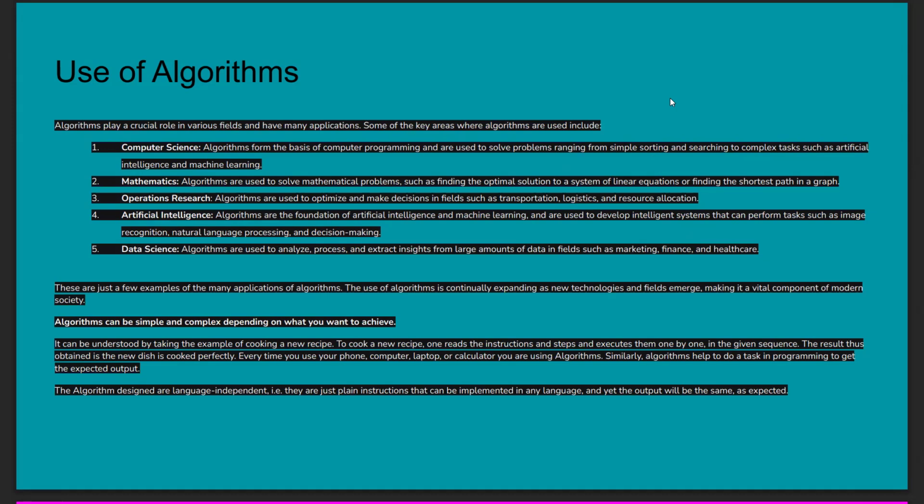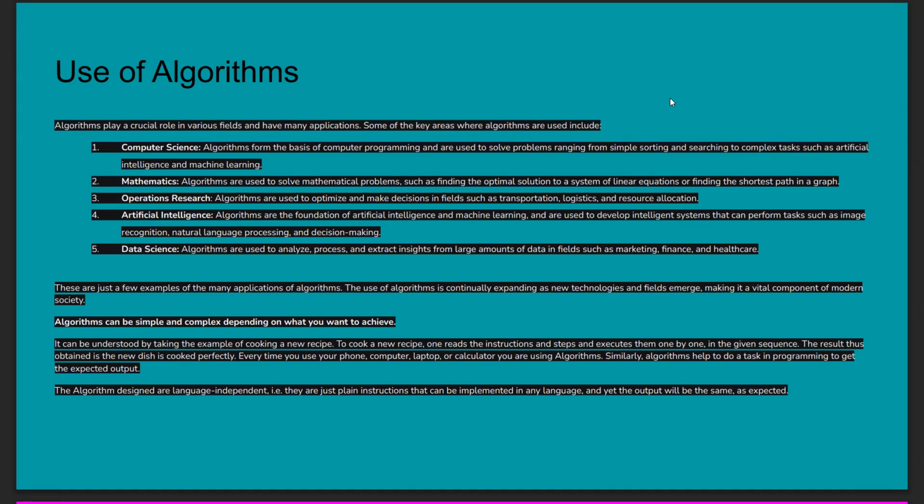Algorithms play a crucial role in various fields and have many applications. It means not only in the computer science field, but algorithms play a very important role in various fields like computer science, data science, ML engineering, and data scientist work, and these algorithms also have many applications. We are not using this algorithm only for computer science, but for various fields and various applications. Some of the key areas where algorithms are used include the following.